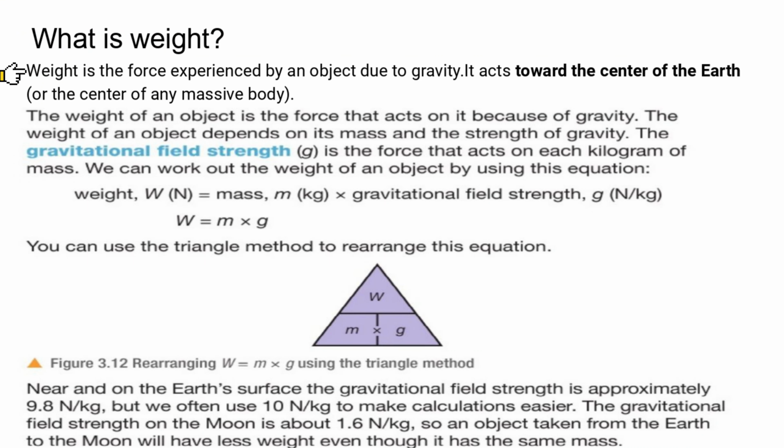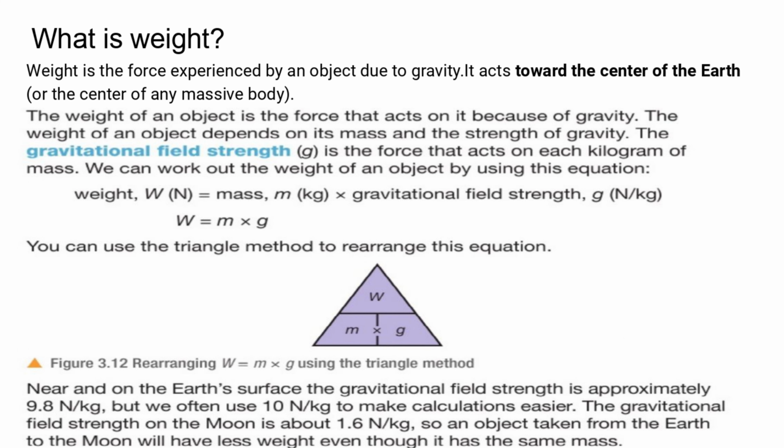Weight is the force experienced by an object due to gravity. It acts towards the center of the earth or any massive body. The weight of an object is the force that acts on it because of gravity. So the weight of an object depends on its mass and the strength of the gravity. The gravitational field strength, which is g, is the force that acts on each kilogram of mass.